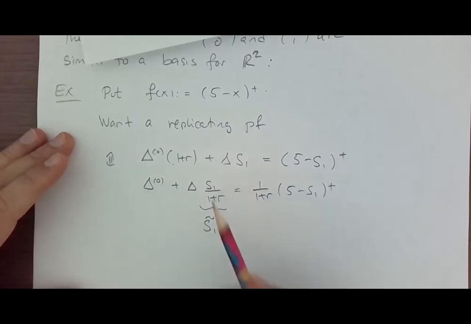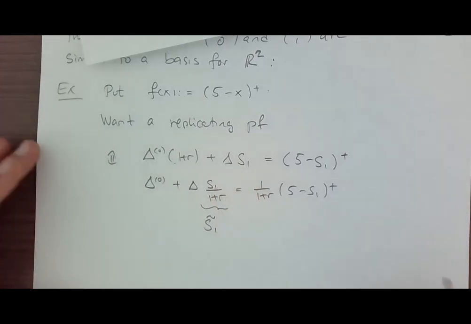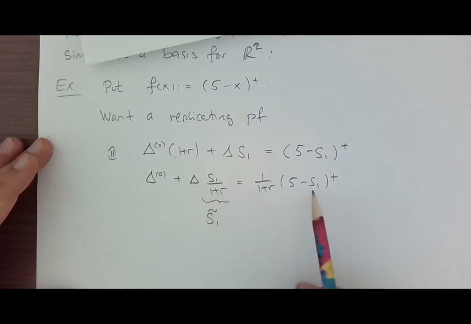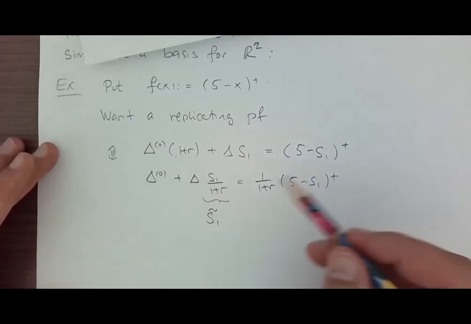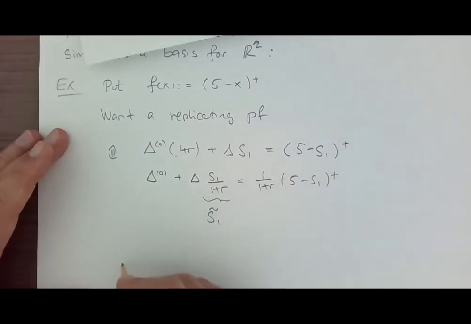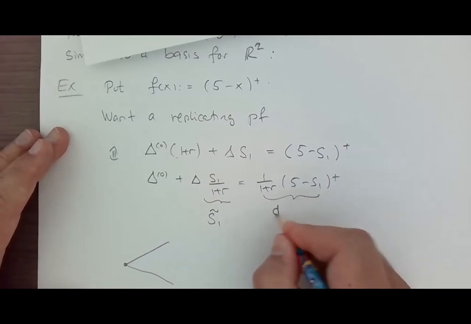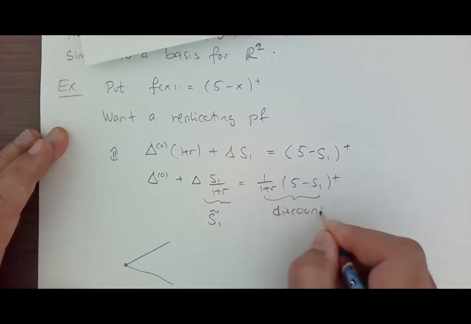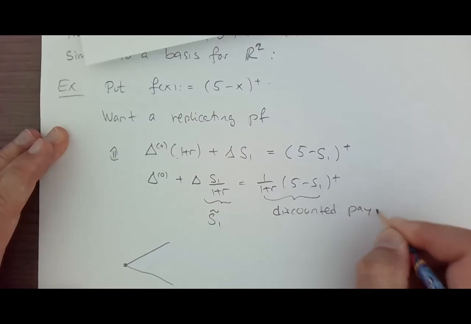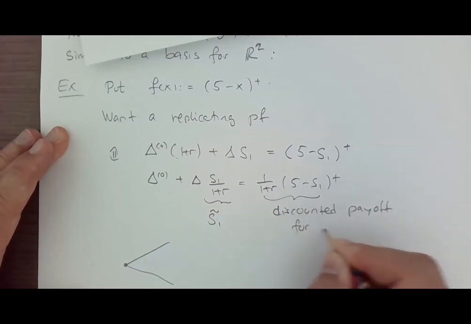So I need to solve here. I have two equations because for S1, there's a U factor and a D factor. Depending on what psi is, there will be two equations here. S1 can have two possible values. But if you look at the right-hand side, what will all this mess here be? Well, it'll be the discounted payoff. This is the discounted payoff for the derivative.